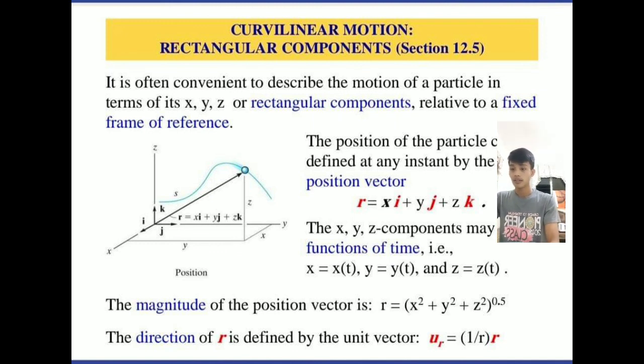x = x(t), y = y(t), and z = z(t). The magnitude of the position vector is r = (x² + y² + z²)^0.5. The direction of r is defined by the unit vector u_r = (1/r) r.